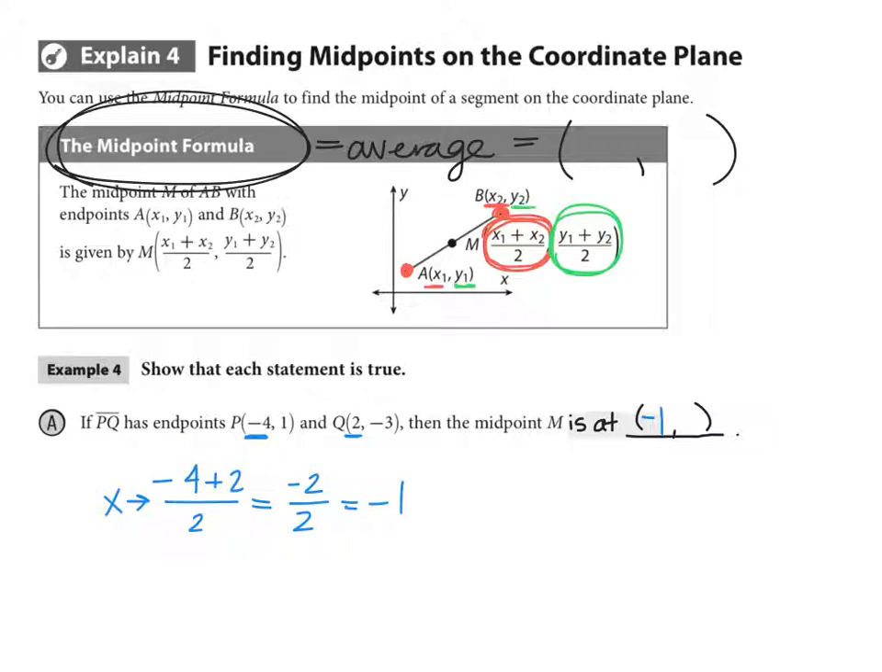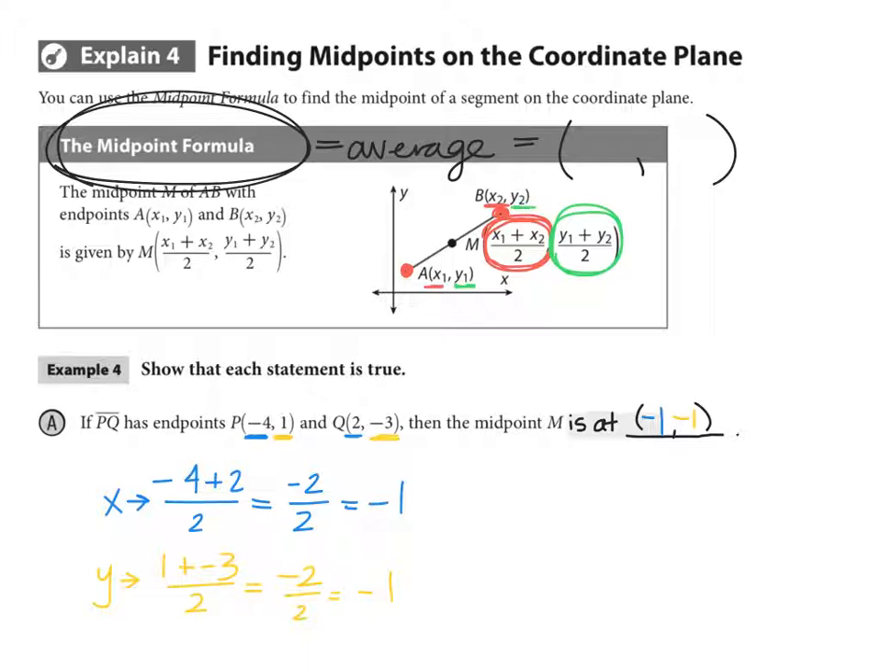Now let's look at the y coordinate. I've got 1 and -3. For my y coordinate, I'm going to find the average because I'm looking for the middle. 1 plus -3 divided by 2, because there's 2 points. That's -2 divided by 2. That also gives me -1. That's just a coincidence. You're not ever really going to find them the same. Sometimes you will, but sometimes you won't.